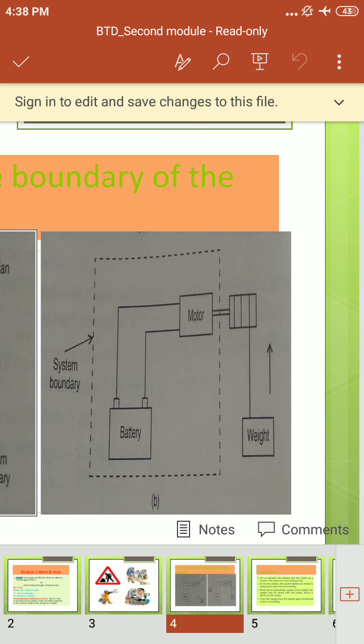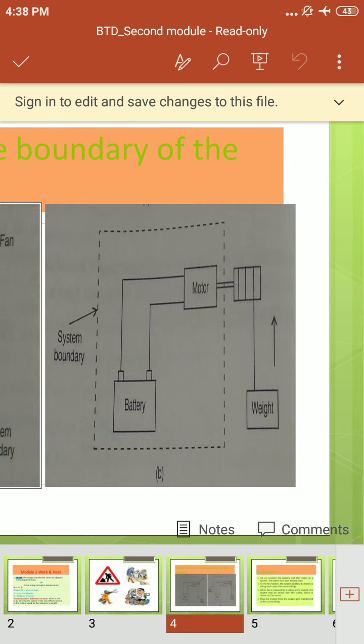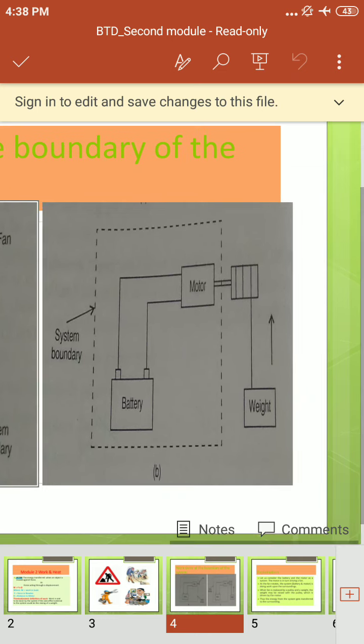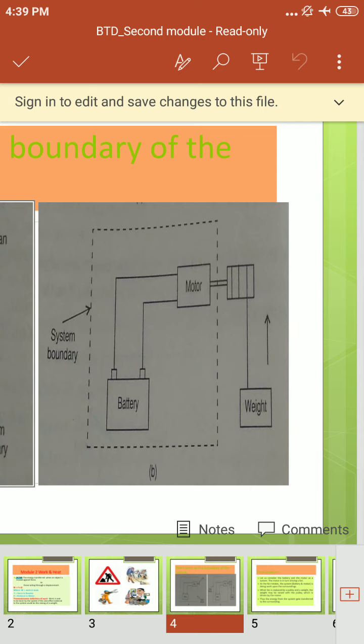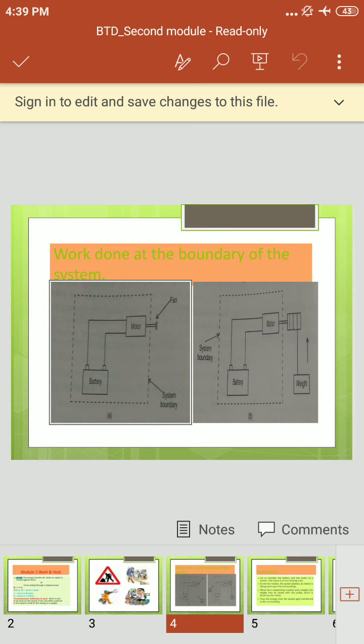The weight can move up or down. Up, okay, that is driven by this motor. What happened? Once the motor rotates, the pulley rotates. Due to that, the weight can move up. Okay, this is in general work done.